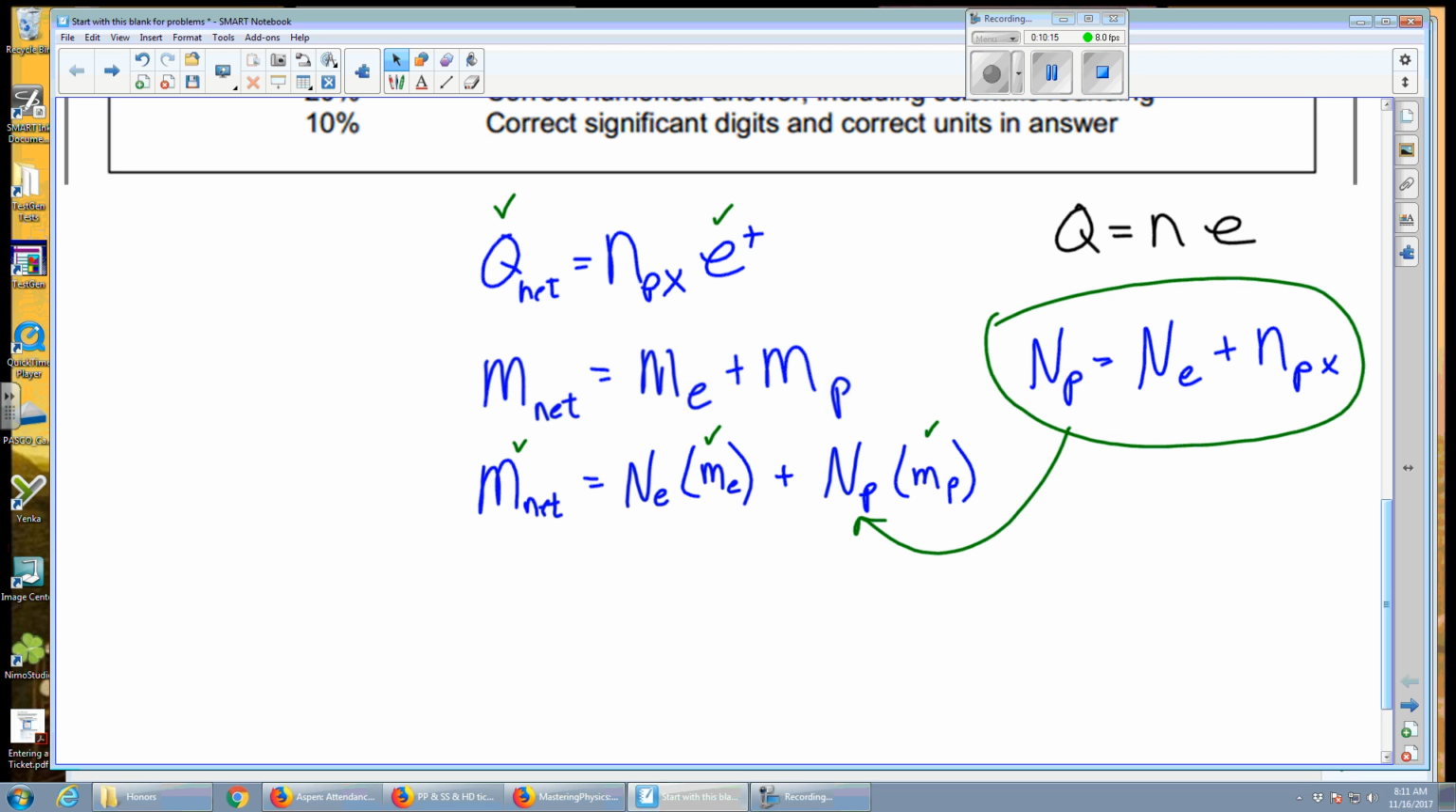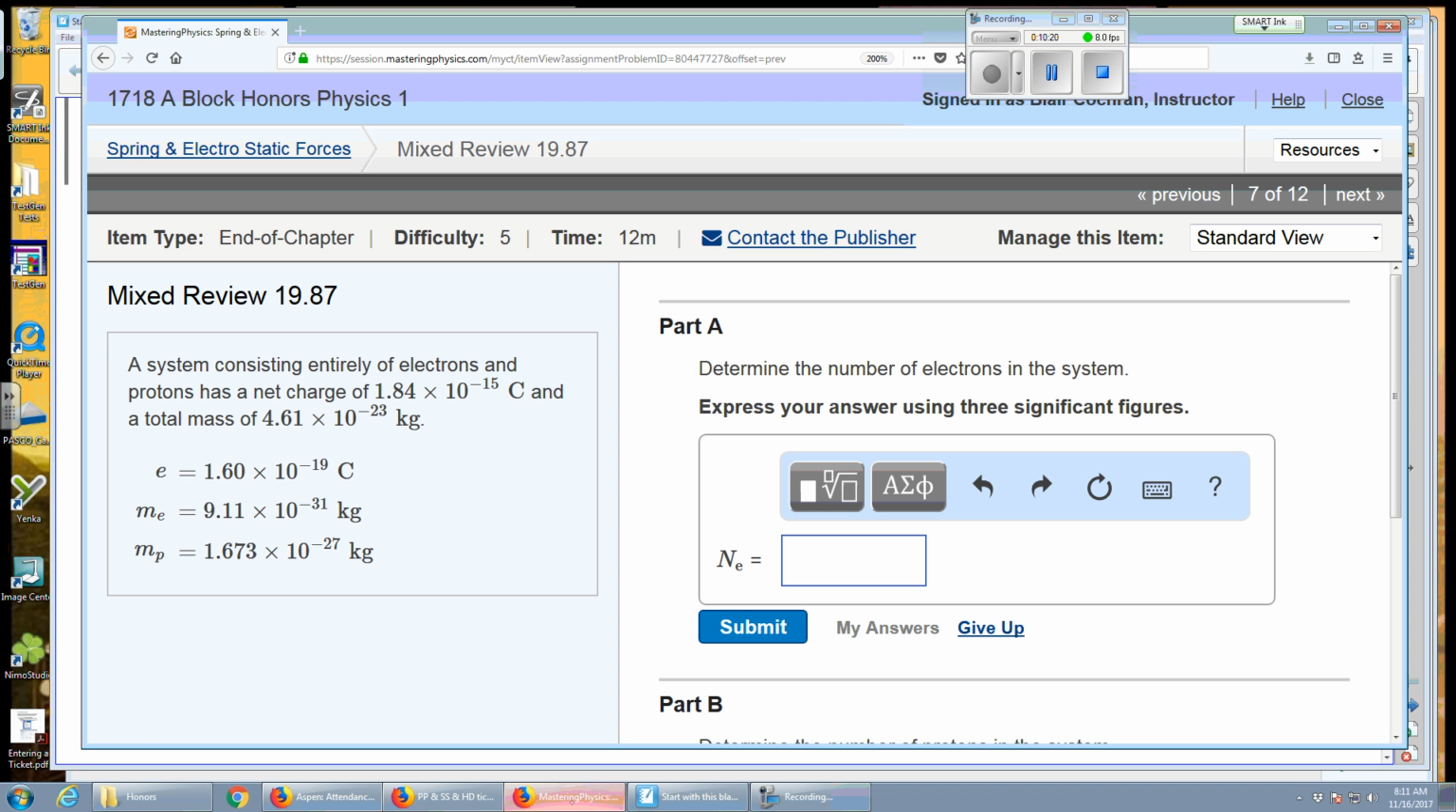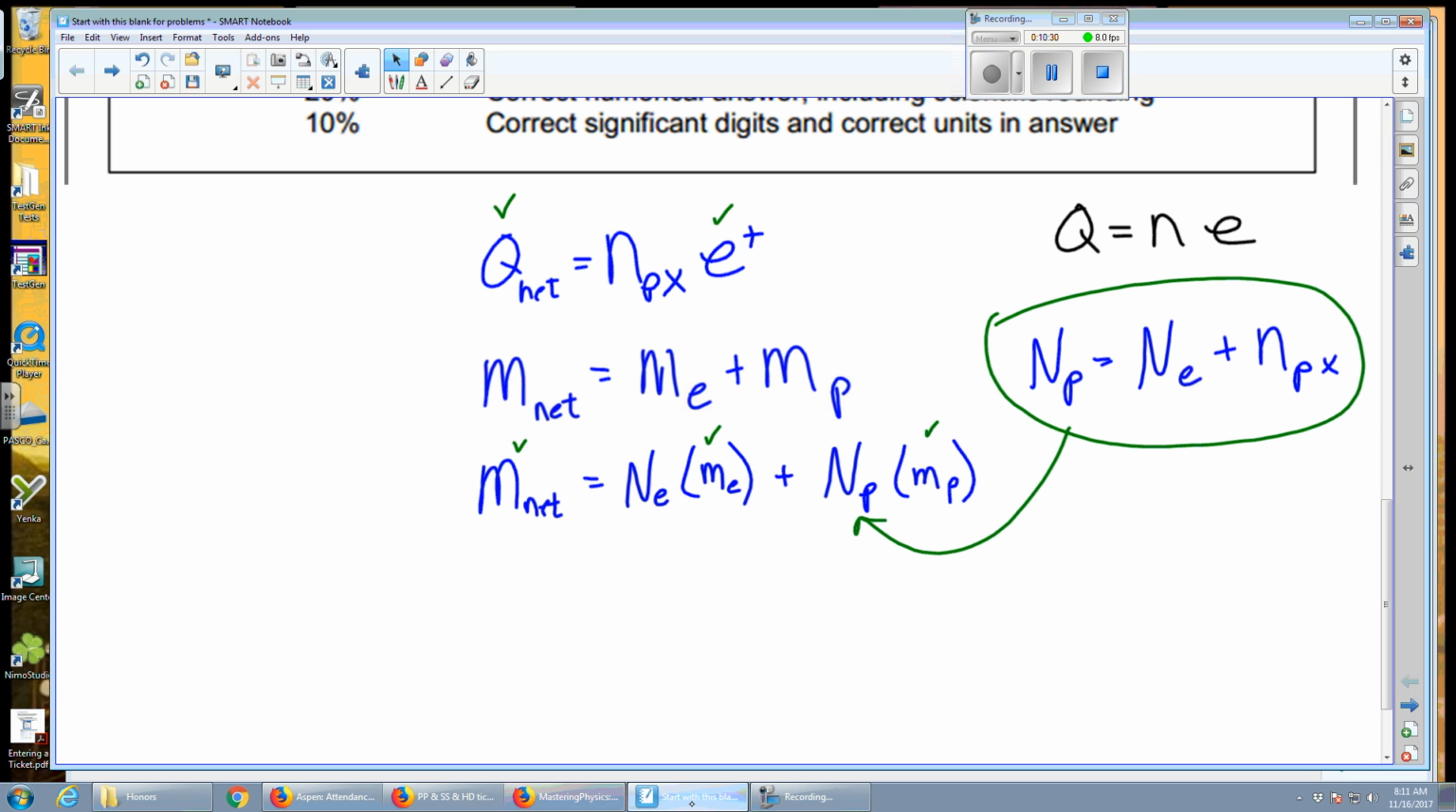So things to watch out for when doing this. Let's see, Q net is given to me. They're all given to me in nice base units of coulombs and kilograms, so I don't even have to worry about conversion. I can just plug in. The equation you get here is a little tricky. A lot of people are using Wolfram to solve it, rather than going through the algebraic steps. That wouldn't help us on a test.